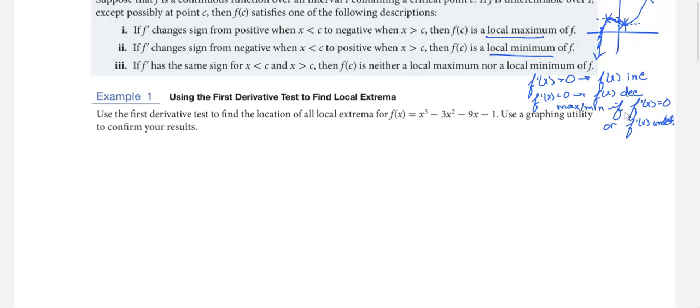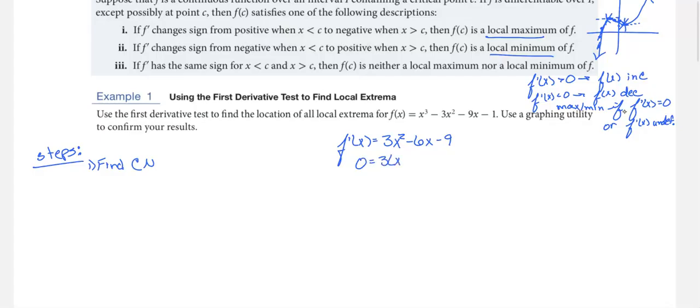So let's talk about how we would conduct a first derivative test. What are your steps? Your first step is to find critical numbers. We're going to do that in this problem. We're going to take the derivative, so I get 3x squared minus 6x minus 9. And then we're going to set it equal to 0.